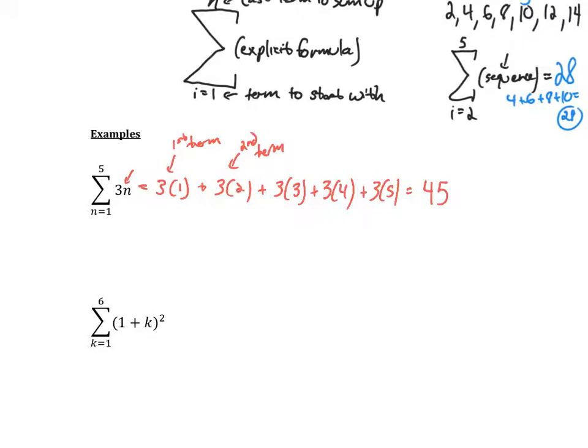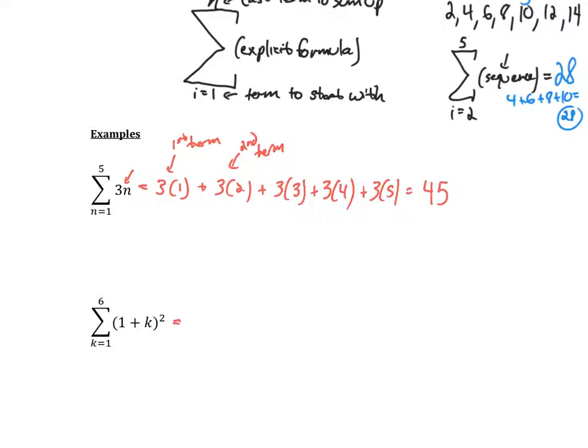Hit pause. Try sigma k equals 1 to 6 of 1 plus k squared, and see if you can give me the answer. I will run through it too in a second, but if you want to hit pause, give yourself a shot. That might not be a bad idea. All right, so hopefully you've hit play now and have got an answer.